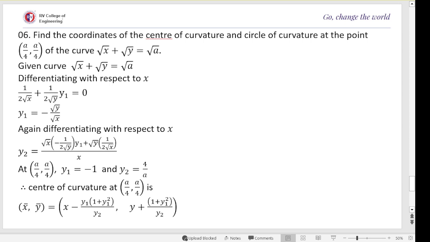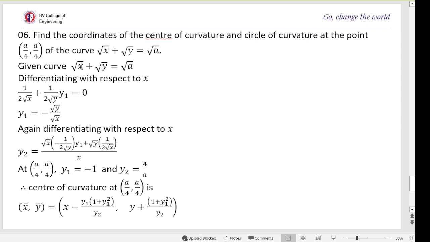Next problem is, find the coordinates of the center of curvature and the circle of curvature at the point a by 4, a by 4 of the curve root x plus root y equal to root a. So for the center of curvature and circle of curvature, we require x bar, y bar. The formula is given, so you need to find y1 and y2. So differentiate your curve with respect to x, as we have done in so many problems.